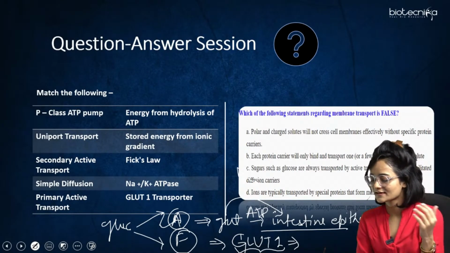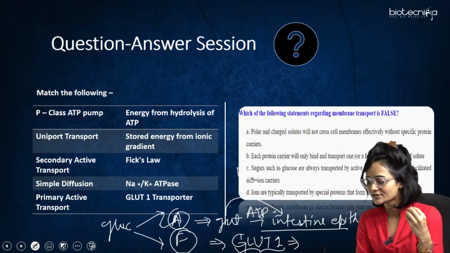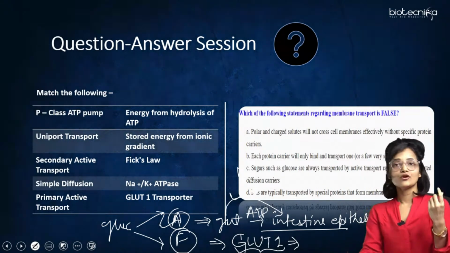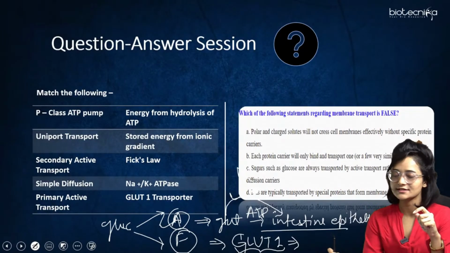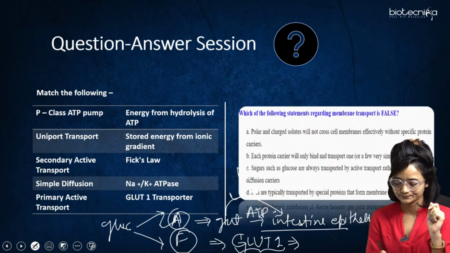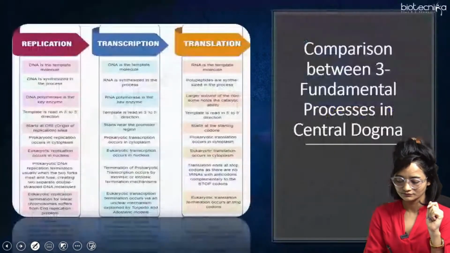The last statement says that ions are typically transported by special proteins that form the membrane channels. So the correct option for this is option C. Whoever has marked option C, they are correct, right? So let's proceed.